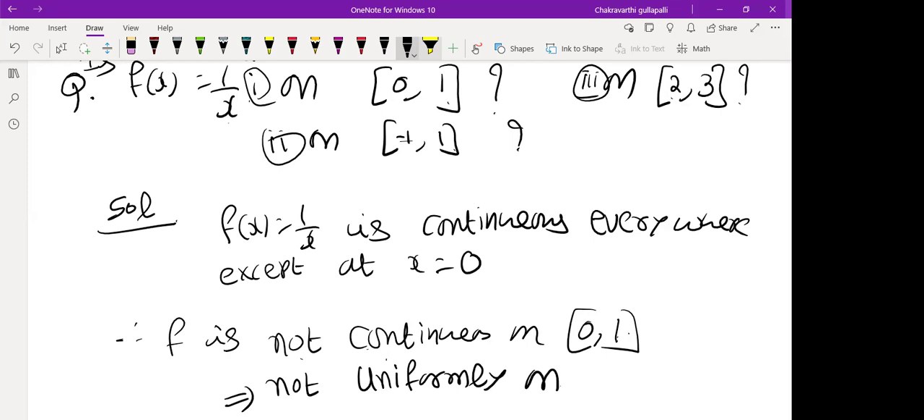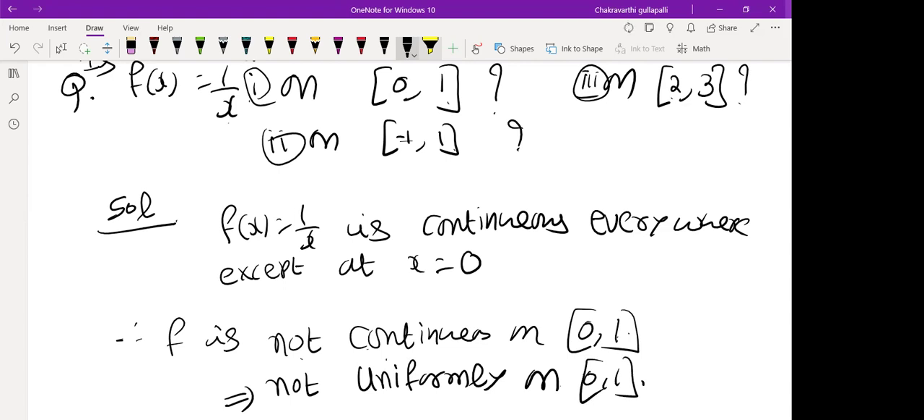Similarly here also. If there is at least one point at which it is not continuous, we say it is not continuous on 0, 1. It may be continuous at 1. It may be continuous in the open interval 0, 1. But it is not continuous at 0. One failure, so failure on the interval. If it is not continuous on the overall interval, then it is not uniformly continuous on 0, 1.